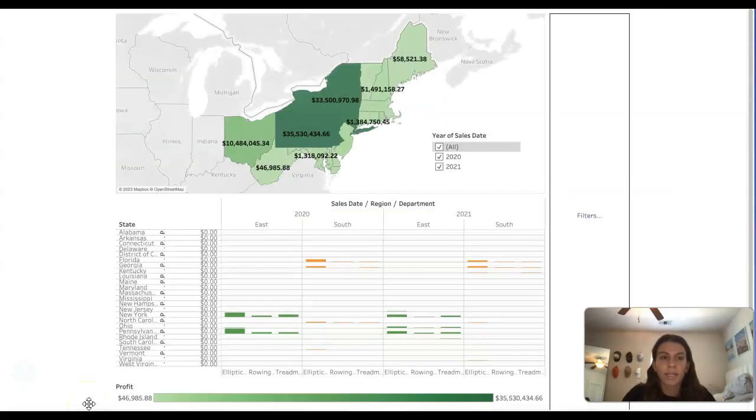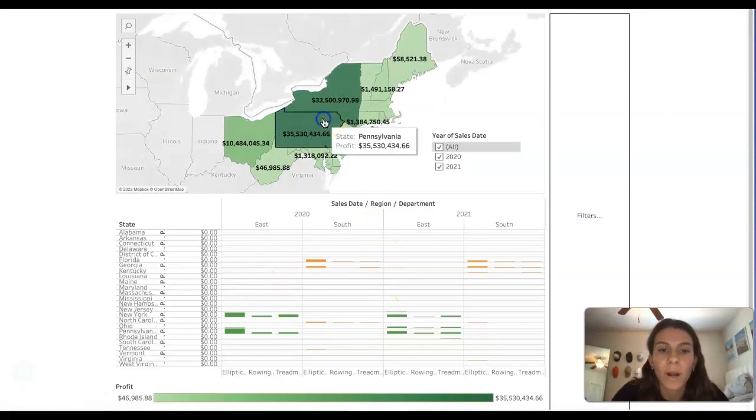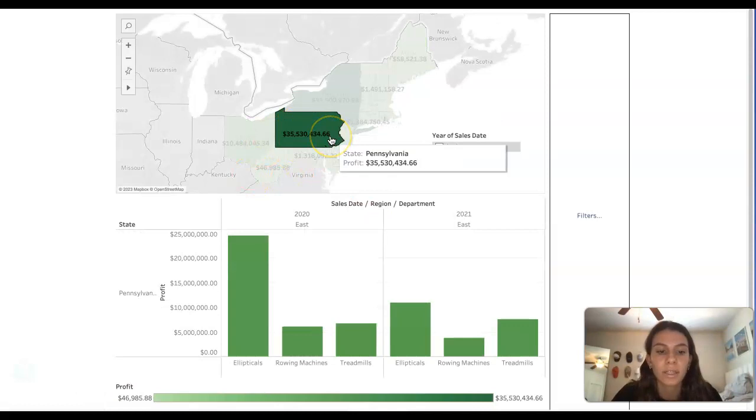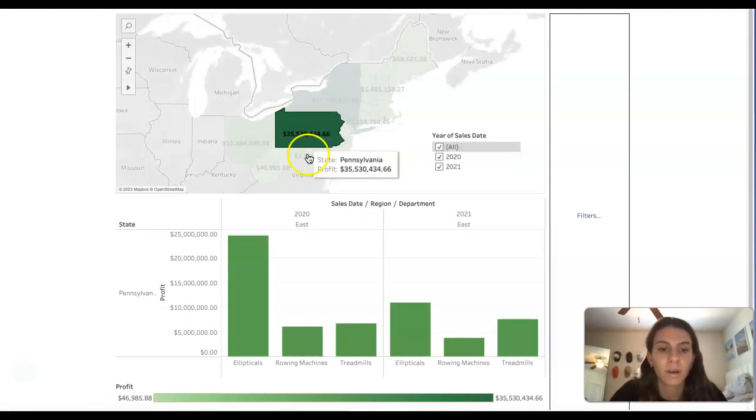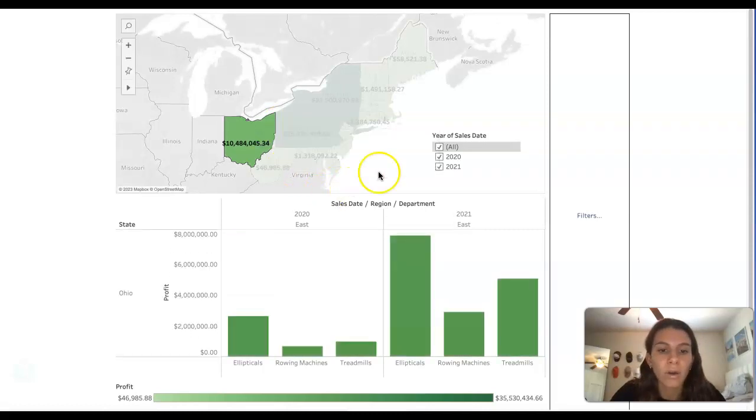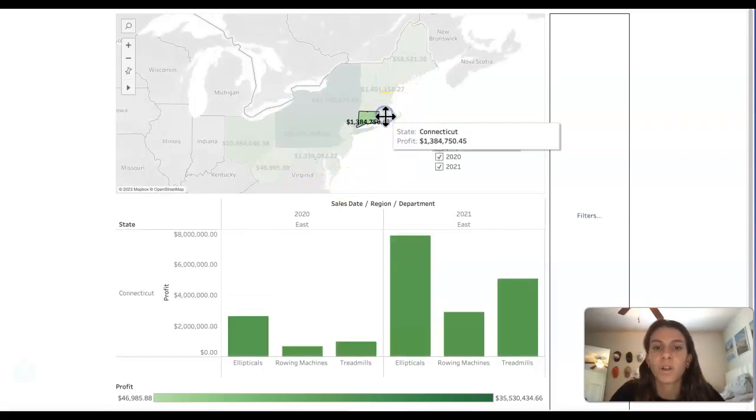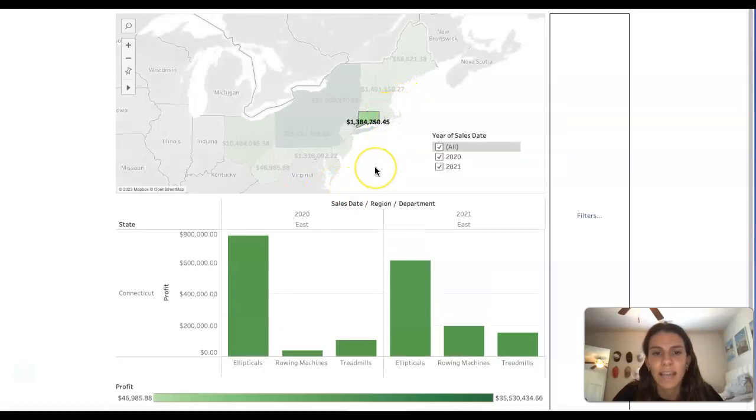Next, I created this interactive dashboard. It's a little hard to look at now, but when you press on a state, you could see the total profit per year, per department for that state. So we have Pennsylvania, Ohio, and it's good for, again, these smaller states that you can't really get a firm grasp on by just looking at it. I liked having the map and the bar chart next to each other, so it kind of goes into depth of what you're visually seeing.